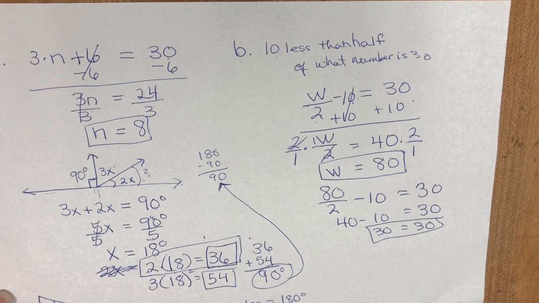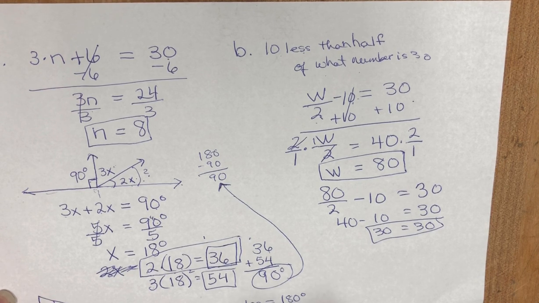Now, this one's not dressed, so let's put a 1 in front of it. 2x plus 3x is 5x. 5x plus 1x is 6x equals 180 degrees. We're going to isolate the x by dividing both sides by 6. X is going to equal 30 degrees.